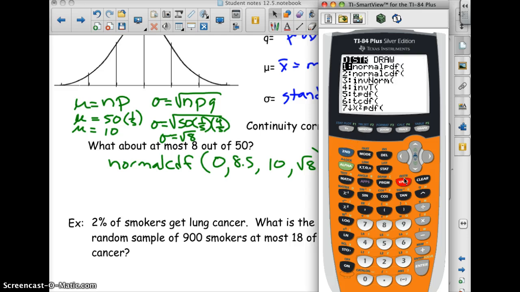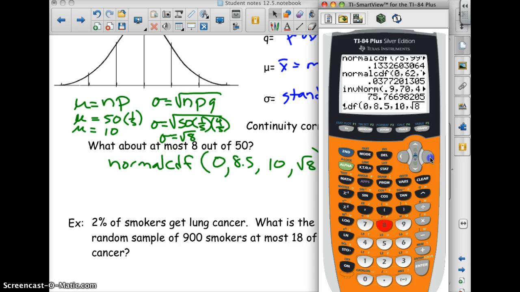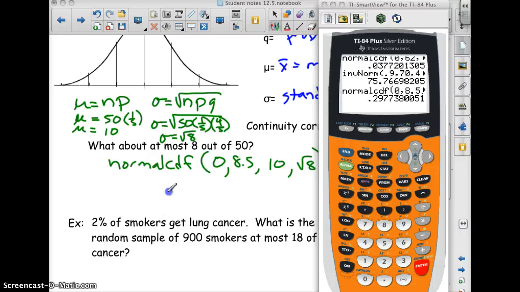Let's give it a try. Second distribution, normal CDF, which is choice 2, and I am doing 0, comma, 8.5, comma, 10, comma, and then square root of 8. Here we go. And there it is, 0.2977. Now this is only going to be accurate to 2 or 3 decimal places, so I'm going to round this appropriately. This would be 0.30.